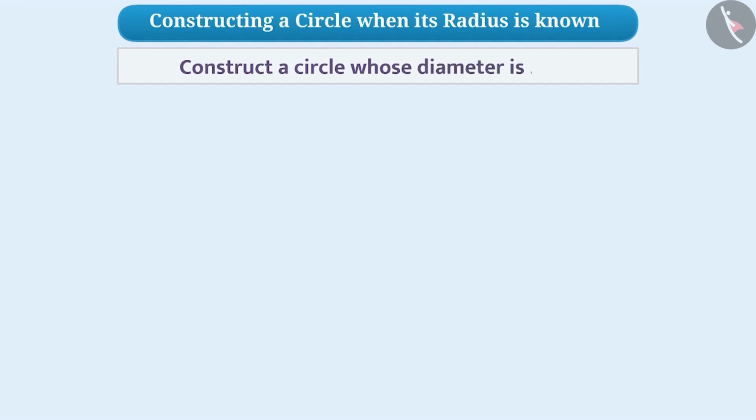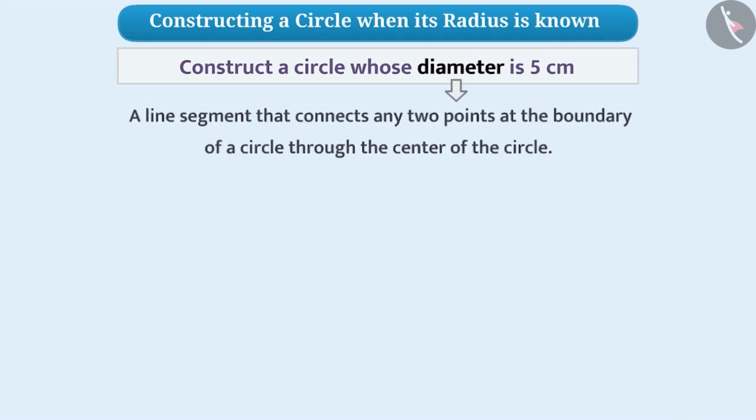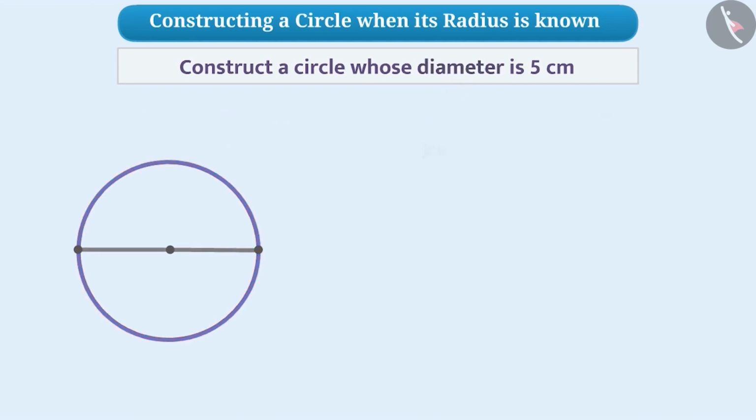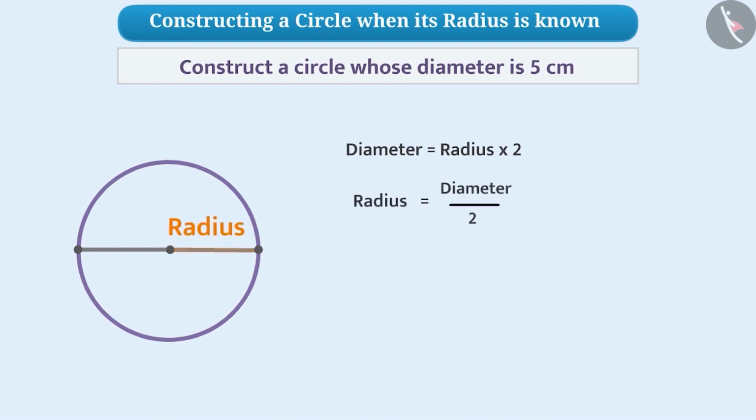Now, if you want to draw a circle whose diameter is 5 centimeters, how will you do it? Try it by pausing the video. Let me tell you. Diameter, as you know, is a line segment that connects any 2 points at the boundary of a circle through the center of the circle. That is, it is twice as long as the radius. We can say that the length of the radius is half the length of the diameter.